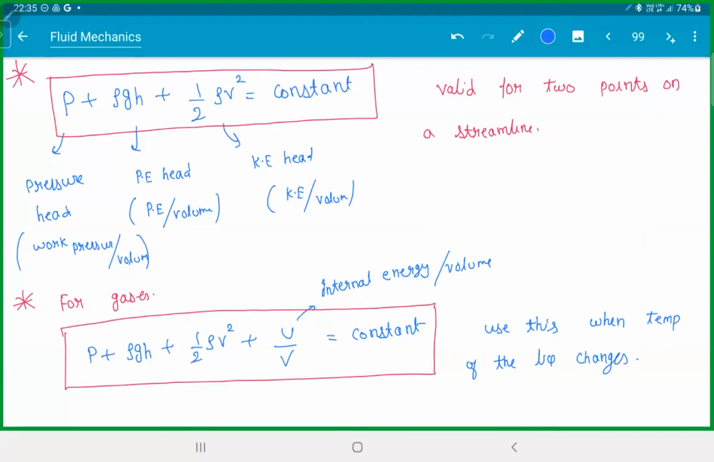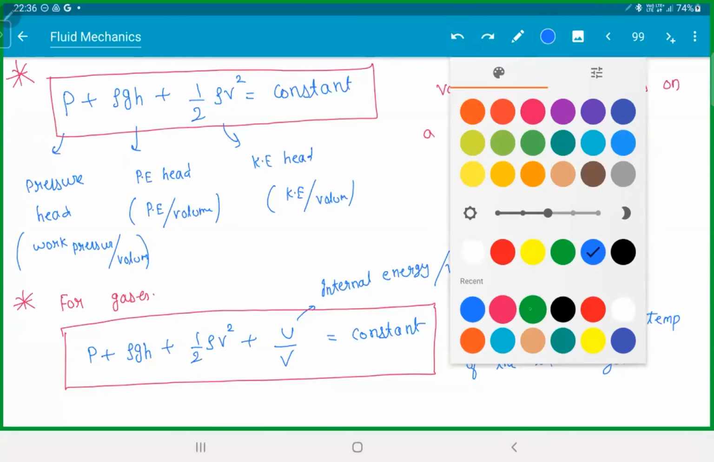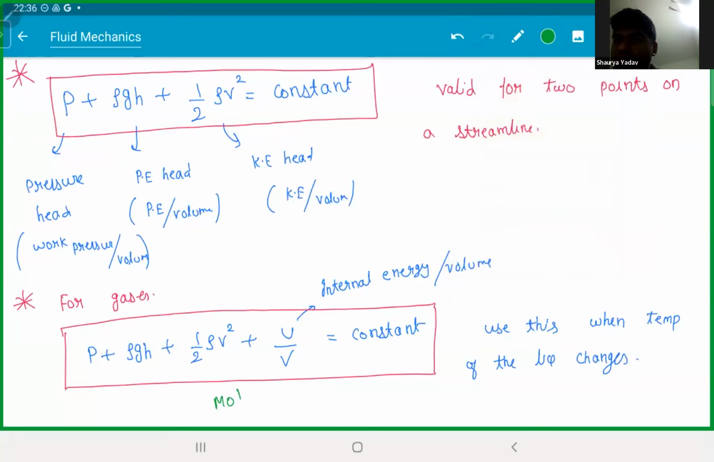Sir, but at a fixed temperature, internal energy will be same only, no? So that is why we did not write it here. Okay. That is the reason. In the normal Bernoulli we didn't do anything. This is a modified Bernoulli. Okay, sir. So the Bernoulli equation is also modified.